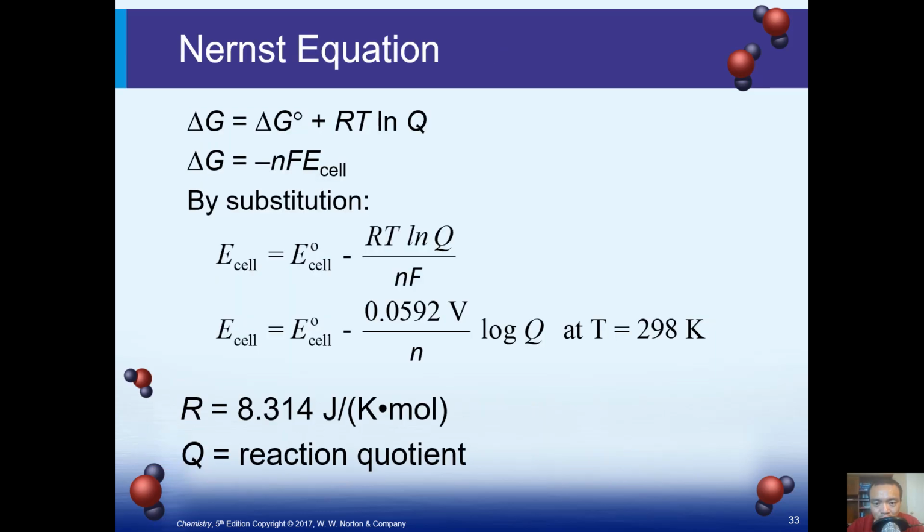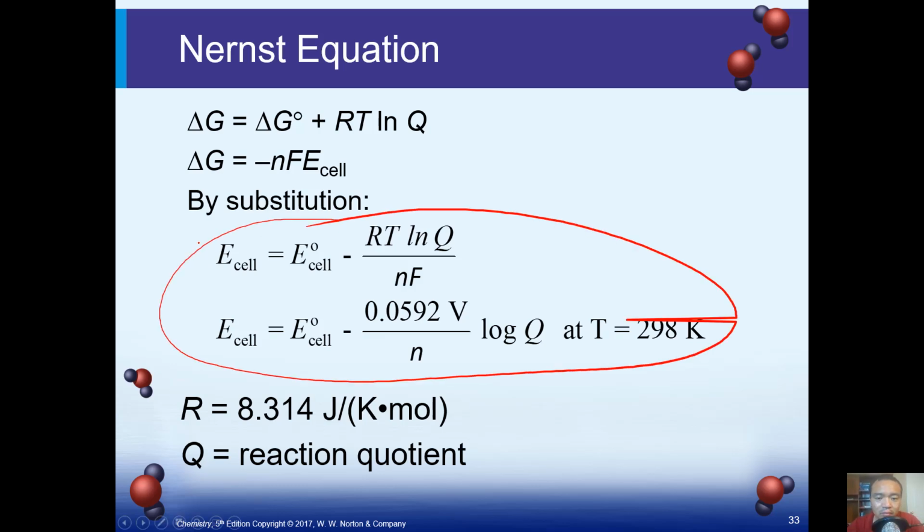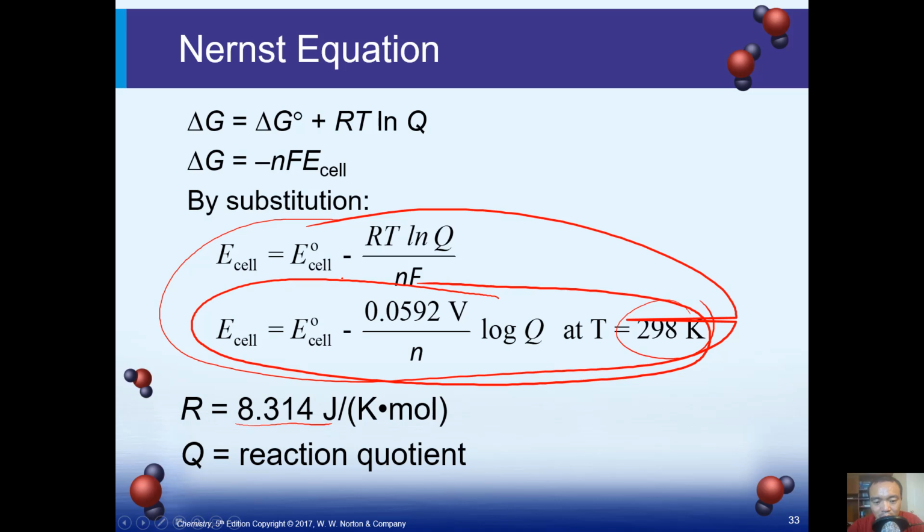In 1889, a German chemist, Walter Nernst, derived an expression relating cell potentials to concentrations of reactants and products. The derivation is recreated here. This equation is called the Nernst equation after Walter Nernst. If we stipulate that temperature is 298 K, then we substitute the value R equals 8.314 joule per mole per K and convert from the natural log to base-10 log. We obtain an alternative form of the Nernst equation, which is also listed here.